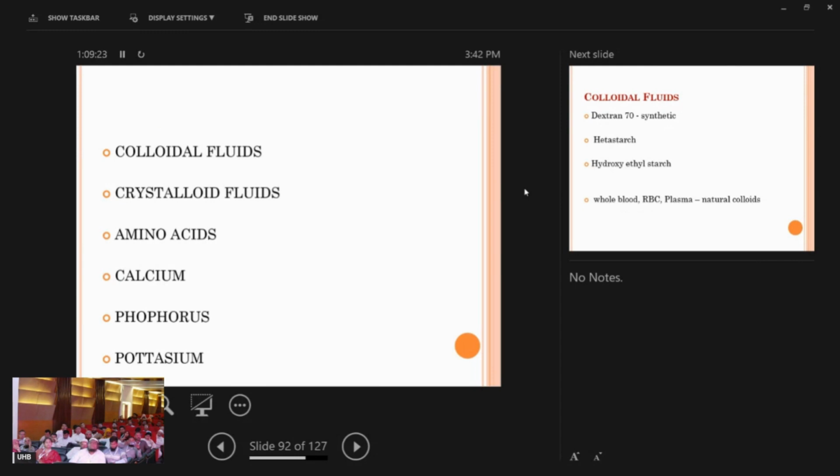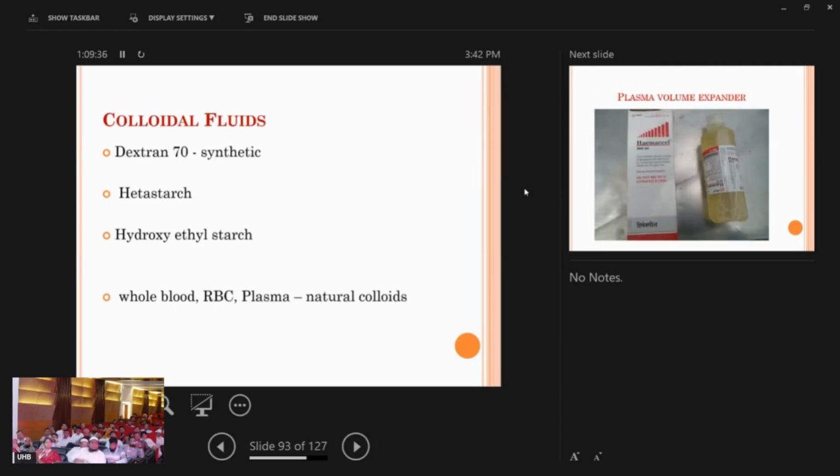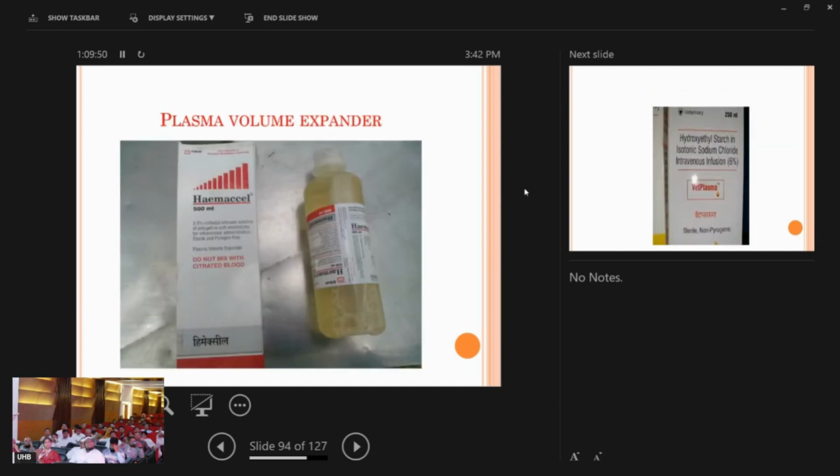There are different types of fluids available in the market: crystalloid fluids, colloidal fluids, and amino acids, as well as calcium, phosphorus, and potassium. We will first see crystalloids, colloids, and amino acids. Colloidal fluids are dextran, metastarch, and hydroxyethyl starch. The natural colloids are whole blood, RBCs, or plasma. These are plasma volume expanders. Can you use them for correcting dehydration? No, you cannot. They are used as plasma volume expanders.